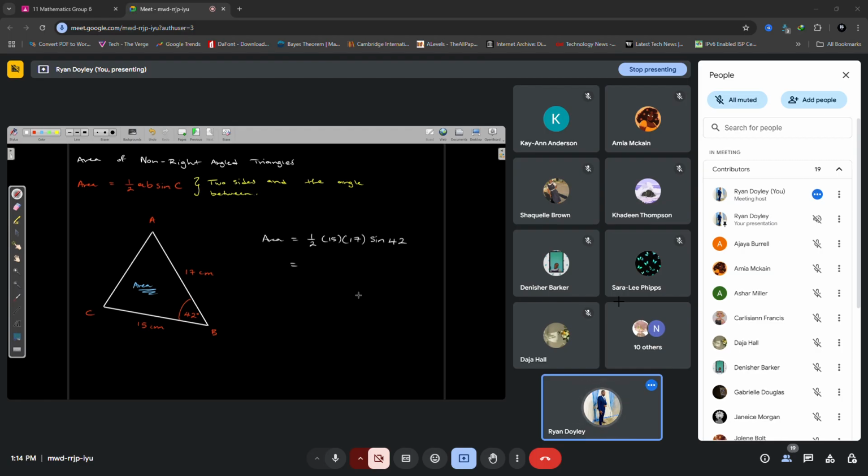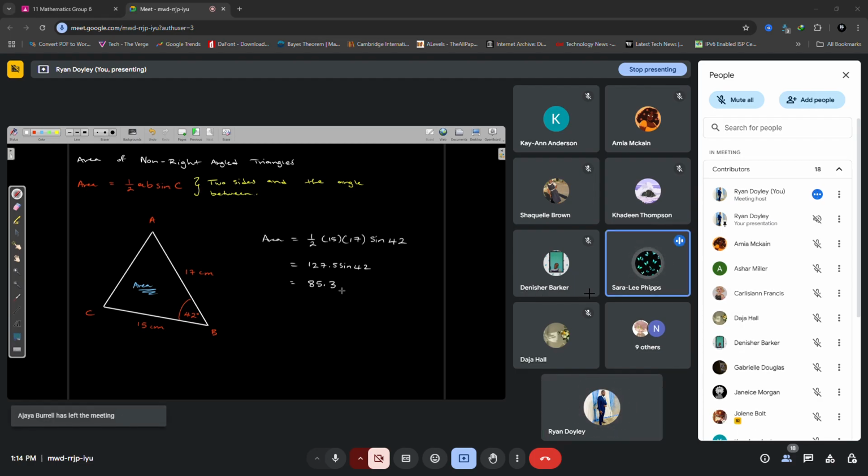So 15 times 17 divided by 2, that's 127.5 sine 42. Yes? 85.3. So 85.3. And what's the unit? Centimeters squared. So for this one, it's pretty basic, pretty self-explanatory. Nothing too technical about this one.